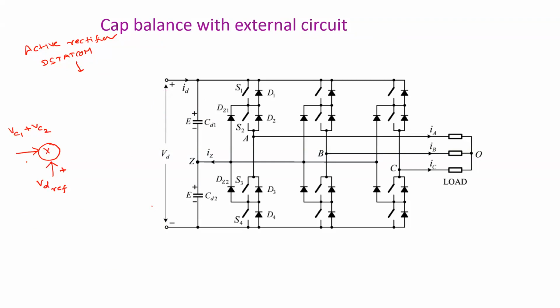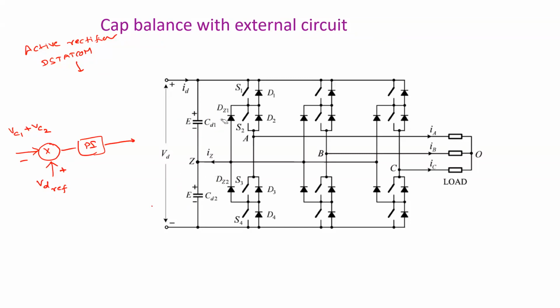This is compared with VDC reference, plus here and minus here. It is processed in one PI controller, which gives some controlled variable. This ensures that the sum of these two capacitors equals VDC reference. But it will not guarantee that these two must be the same.